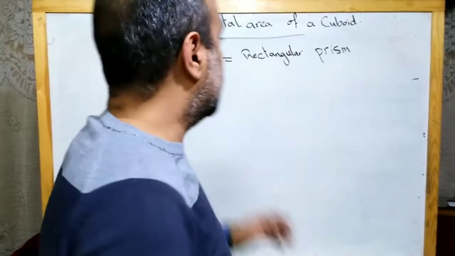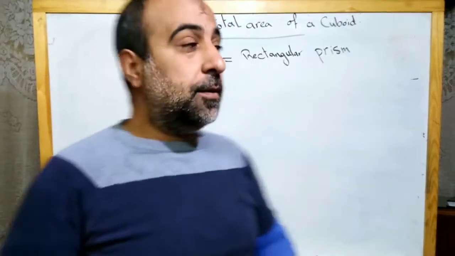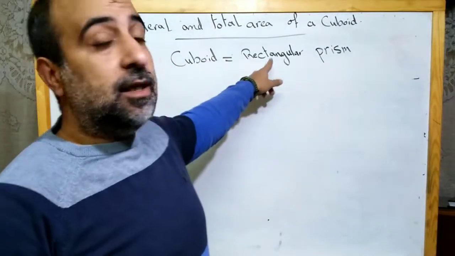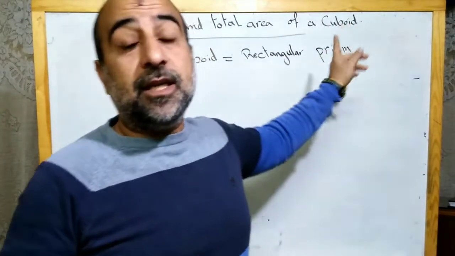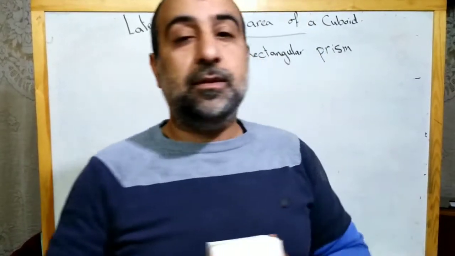We will talk in this video about the lateral and the total area of the cuboid. By the way, cuboid has another name which is rectangular prism. But first, we need to review the cube.